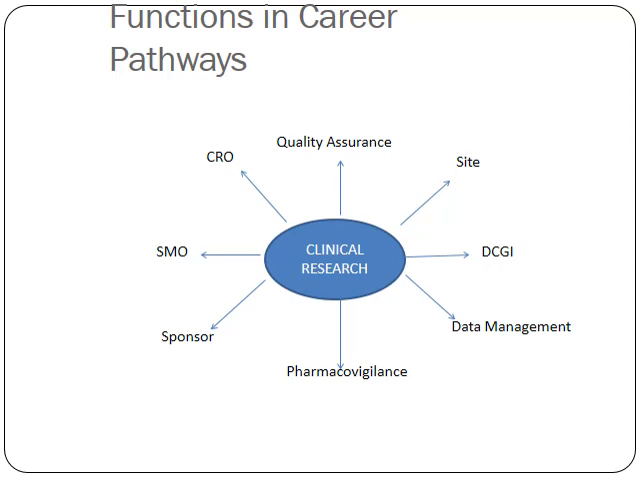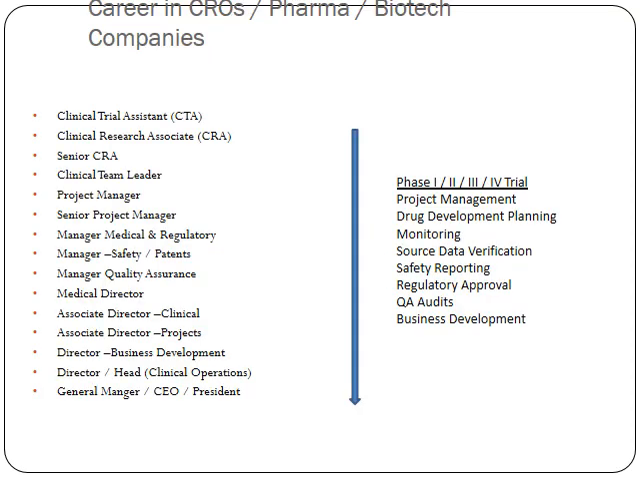So, function and career pathway. So, in clinical research, as I already mentioned, there are various scenarios and various places where a person can get absorbed after getting a degree or a diploma in CR. Person can work as a quality assurance person in a CRO, which is contract research organization, SMO, which is site management organization, sponsor companies, pharmacovigilance organization, data management companies, and in the drug controller general. So, career in CROs, pharma and biotech companies.